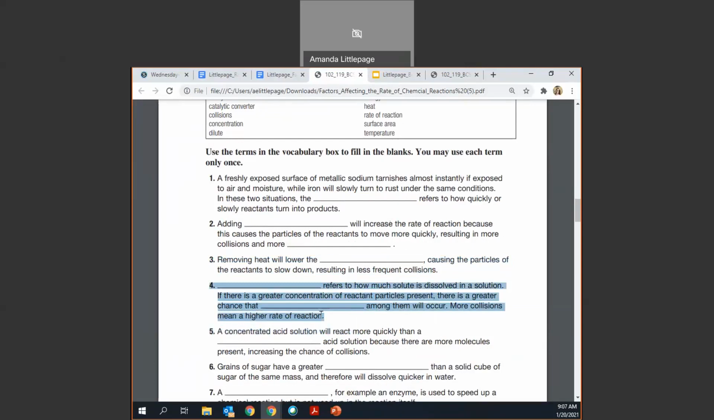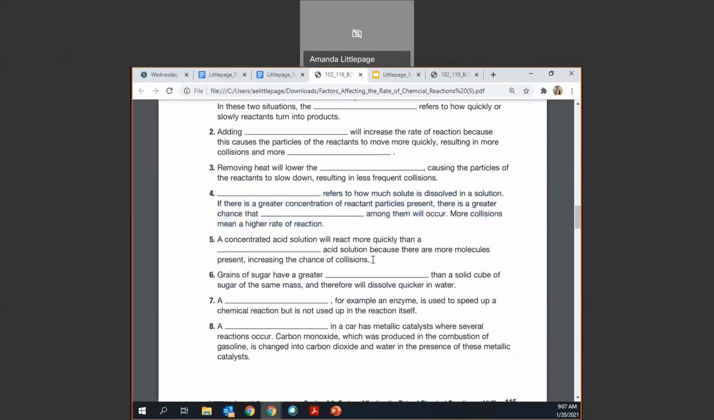concentration refers to how much solute is dissolved in a solution. If there is a greater concentration of reactant particles present, there is a greater chance that collisions among them will occur. More collisions mean a higher rate of reaction. Number 5, a concentrated acid solution will react more quickly than a dilute acid solution because there are more molecules present, increasing the chance of collisions.